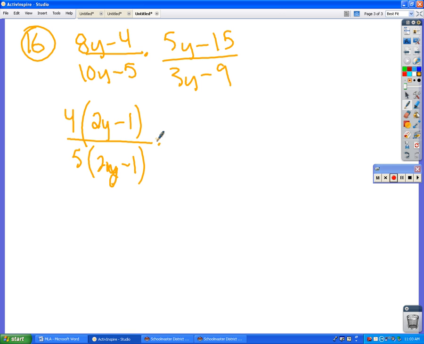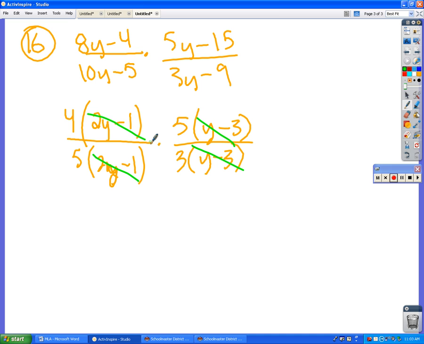What can I factor out of this? 5. What will be left? 1y minus 3. What can I factor out of this? 3. Y minus 3. All right. Now let the fun begin. What would you like to cancel, Katie? Y minus 3. Good call. And the other 2. Okay, let's do that too. And what else? The 5s. All right, so final answer, 4 over 3. Okay, that was really easy.